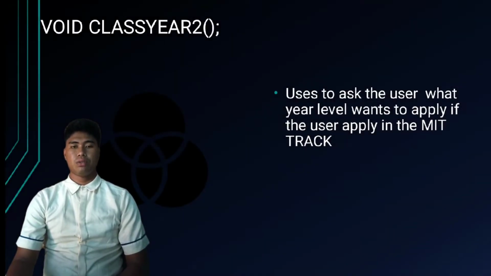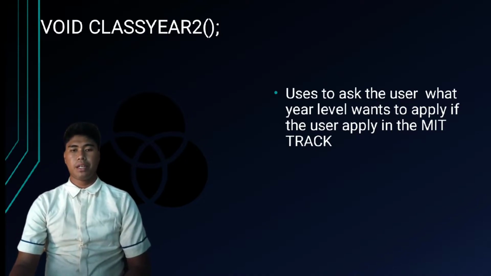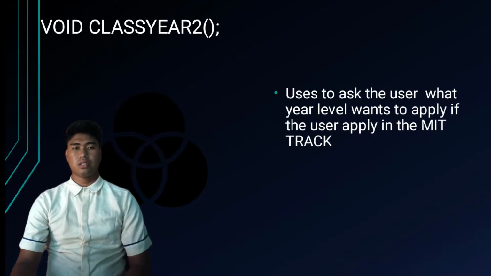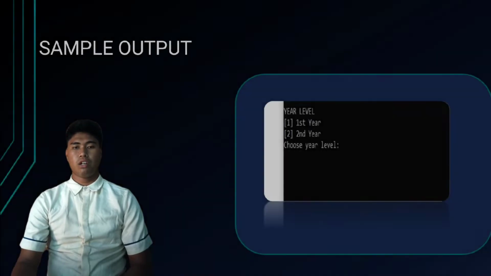Void class year 2 is used to ask the user what year level they want to apply for if the user applies in the MIT track. The example of code, sample output.